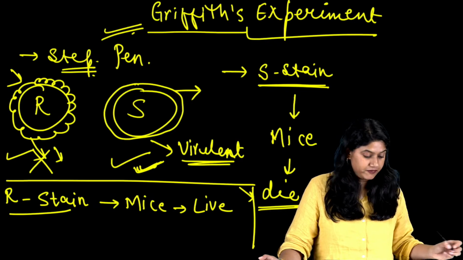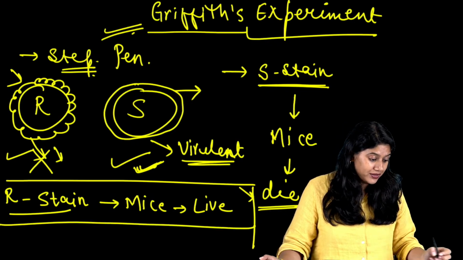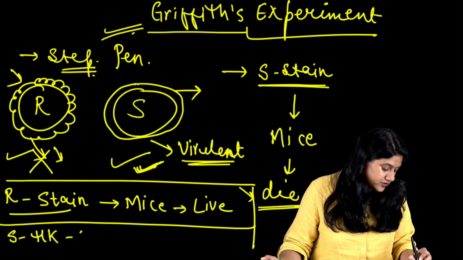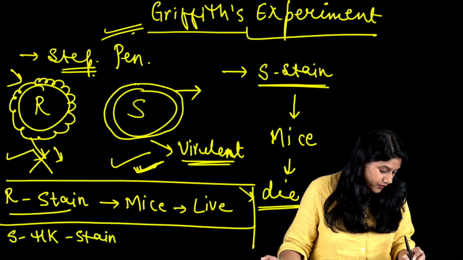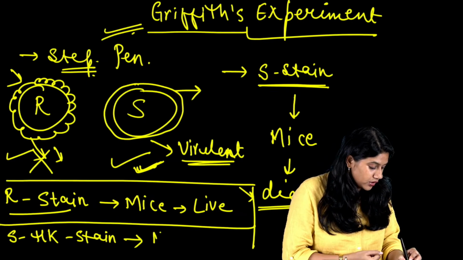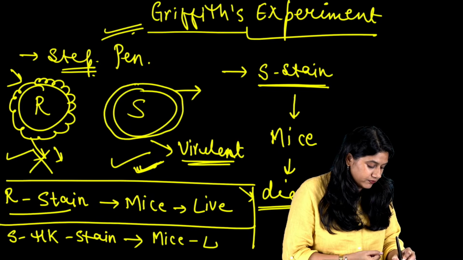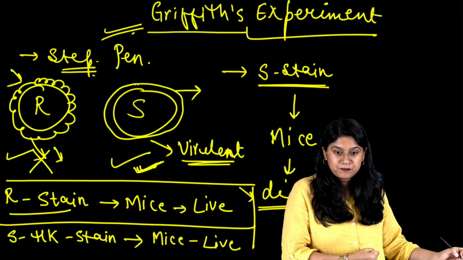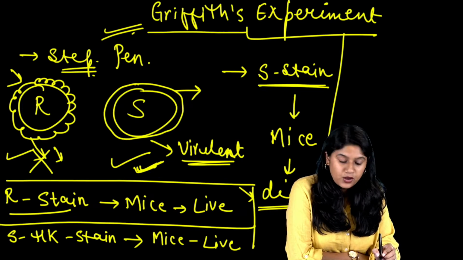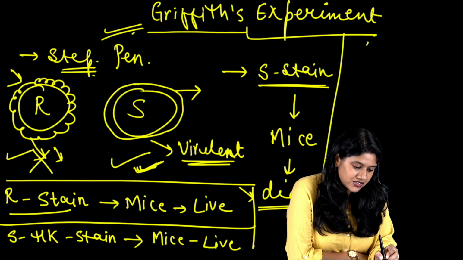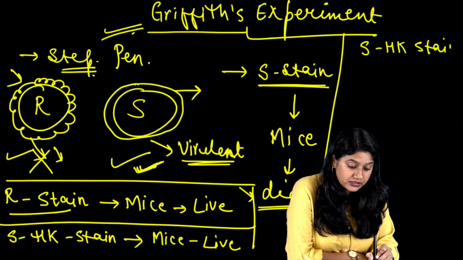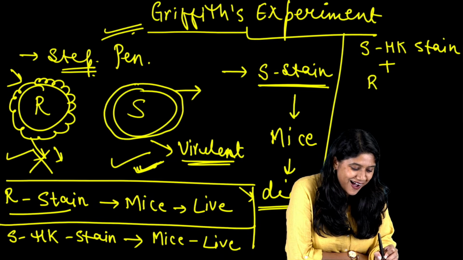Yes? Very good. Now you know what he did? He added the S, heat killed strain. Right? He added the heat killed strain, and what he saw was that mice will live. Nothing will happen and mice will live. Then everyone, what he did was very interesting. He added the S strain's heat killed strain plus R strain.